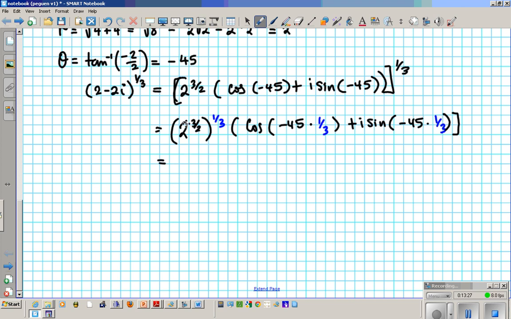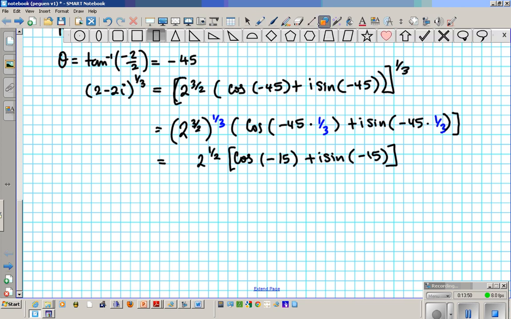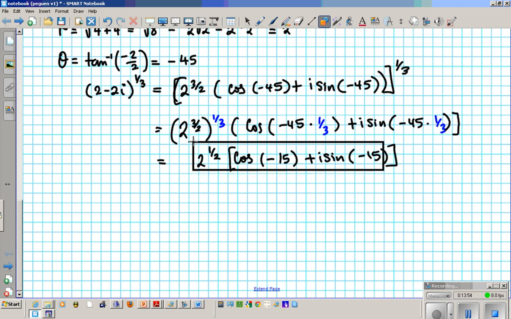When I do this, look at this, the 3's cancel out, so you're left with 2 to the 1/2 cosine negative 15, because 3 goes into 45 15 times, plus i sine negative 15. And there goes your answer in polar form. Okay?